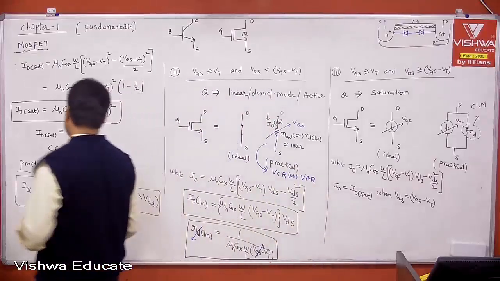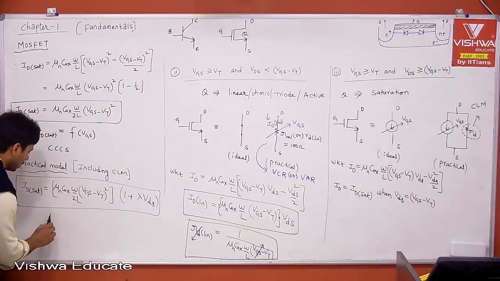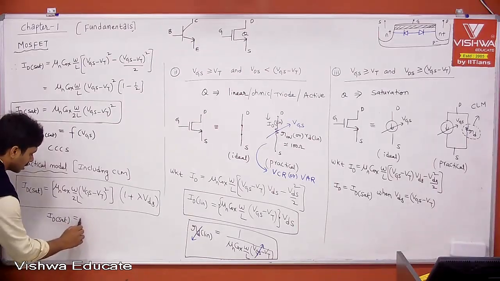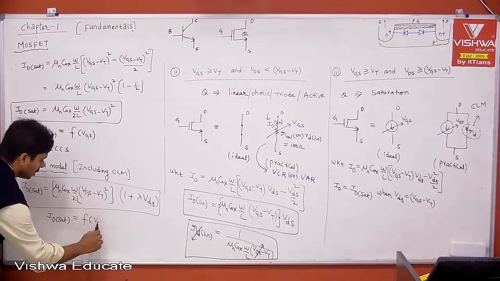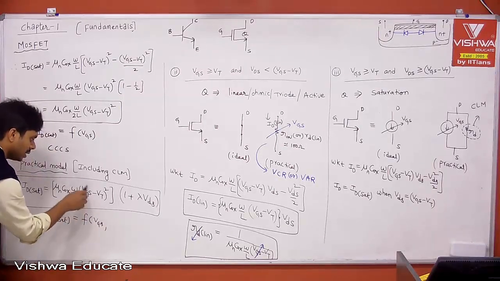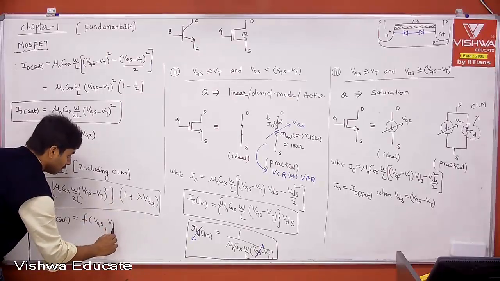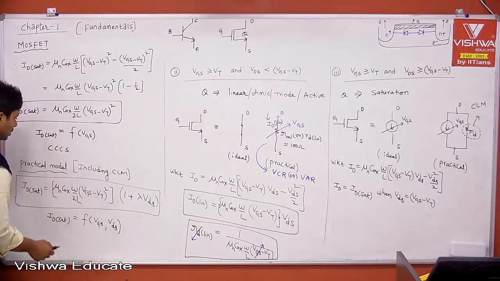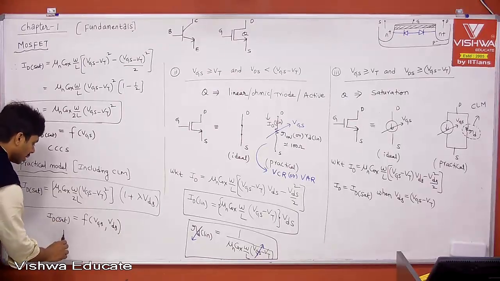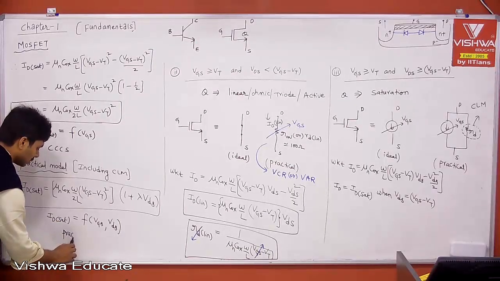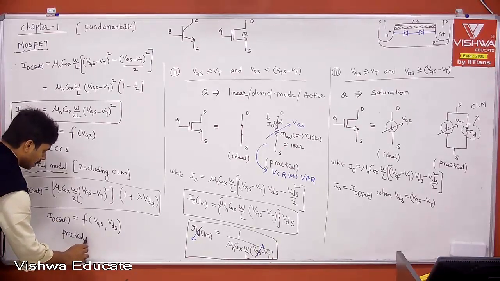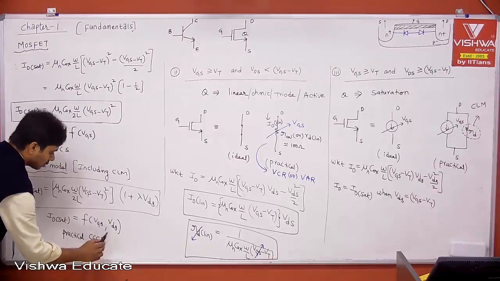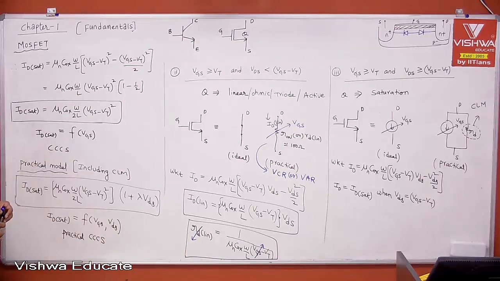Therefore, here ID sat is a function of VGS, but at the same time VDS also, though mainly it is a function of VGS rather than VDS. This is the current source, but the practical current controlled current source. Take this.